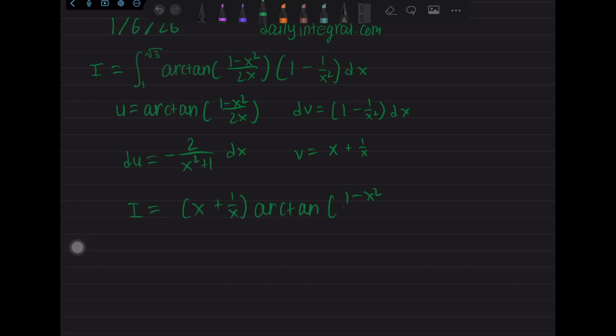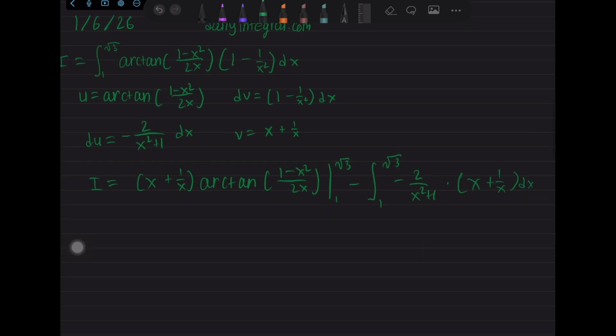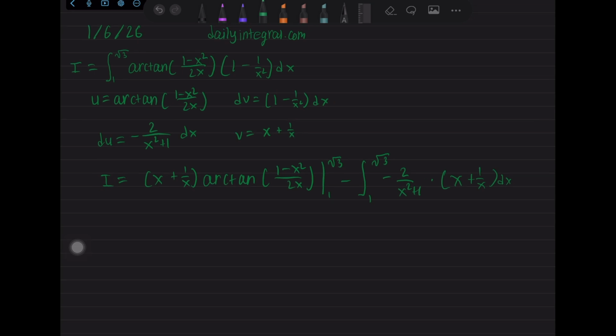uv from, and let's not forget the bounds, minus the integral of v du. Times x plus 1 over x dx. Great. Okay.